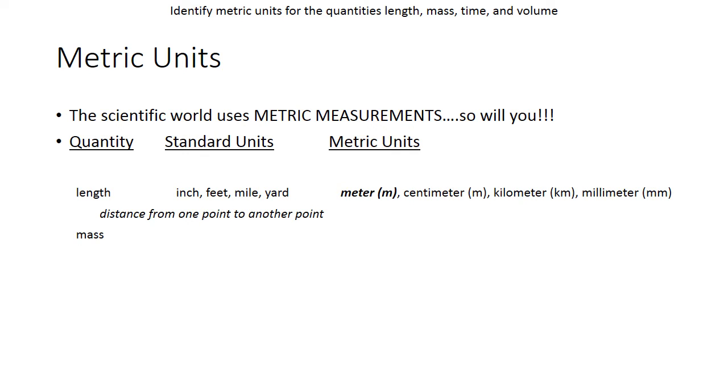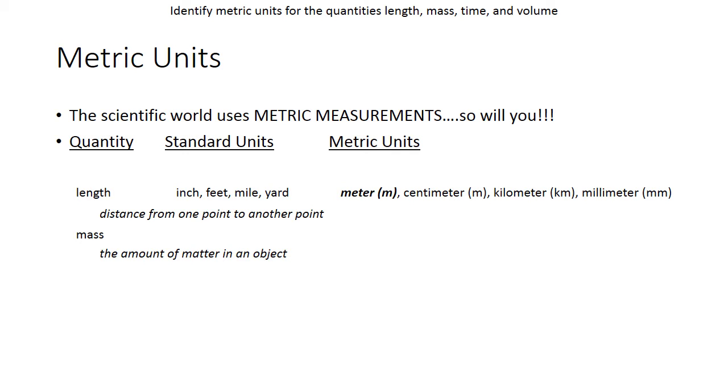For mass, mass is the amount of matter in an object. Now, in the American standard system, we don't really have a very common unit for mass. You might be thinking pounds, and I think I mentioned this earlier.